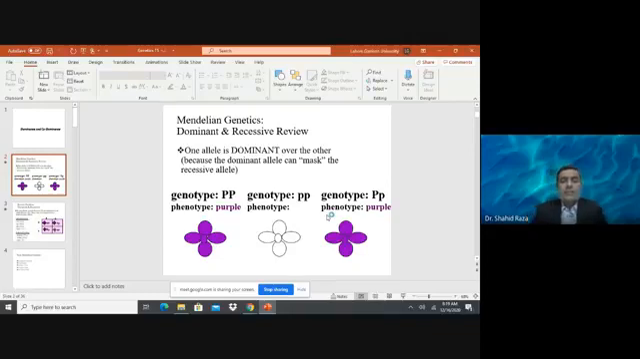In this case, we can say one allele is dominant over the other because the dominant allele can mask the recessive allele. So we can see here the genotype capital P, the phenotype is purple in the first case. In the second case, the genotype is small p, and the phenotype is white. And in the third case, the genotype is hybrid, capital P, small p, and the phenotype is purple.